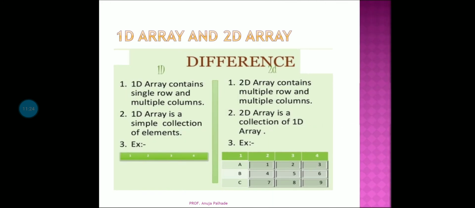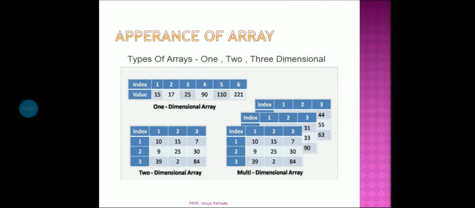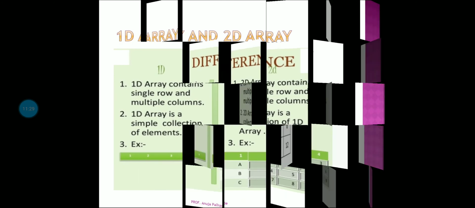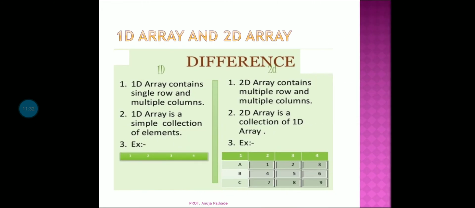Okay, let's move to the difference. What is the difference between a 1-dimensional array and a 2-dimensional array? So this is the difference on your screen. First see the example, third number: a 1-dimensional array looks sequential and linear. But a 2-dimensional array looks column wise and row wise, where 2, 3, 4 are the columns and A, B, C are the rows.